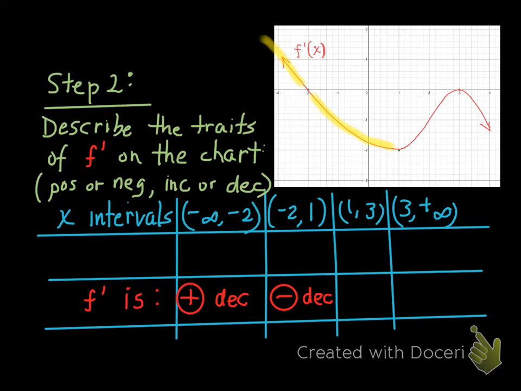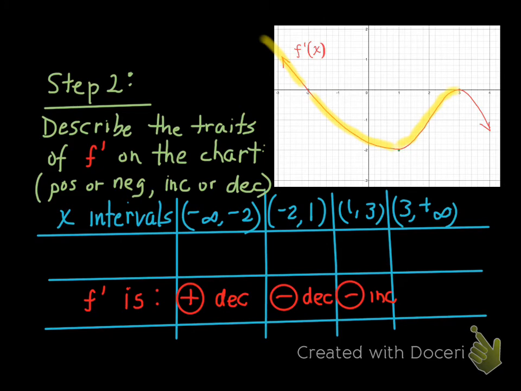Next, some students say this is where they fall off the boat. Take a look. I'm still below the x-axis. My outputs in this interval are still negative. So my first symbol is going to be negative, but I'm going uphill from left to right, so I'm going to be negative increasing. Check it. Negative increasing.